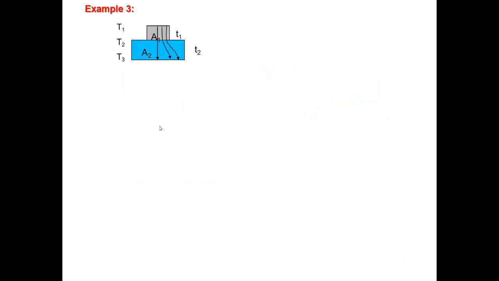This is example 3, although it should be before the table, but we can do it. We have T1, T2, and T3. What you notice is they have different areas. They are in series, but they have different areas. So you're going to have T1 here and T2. So this will be T1, the thickness, divided by K1, A1, and this will be T2 divided by K2, A2. Okay.